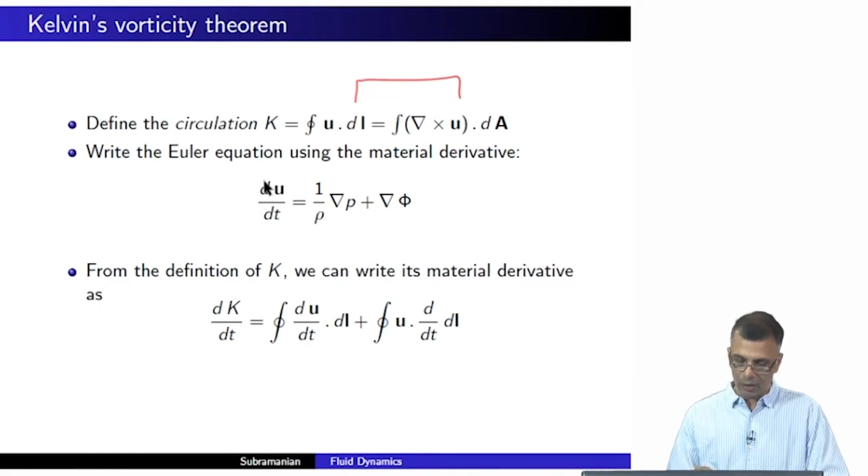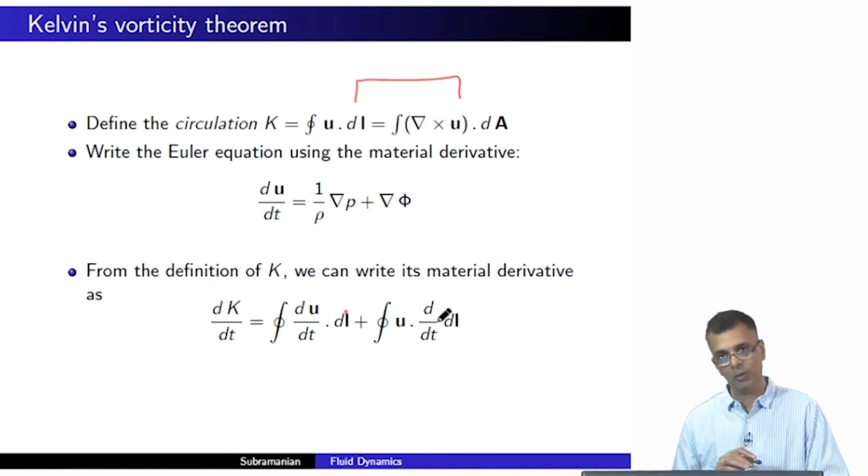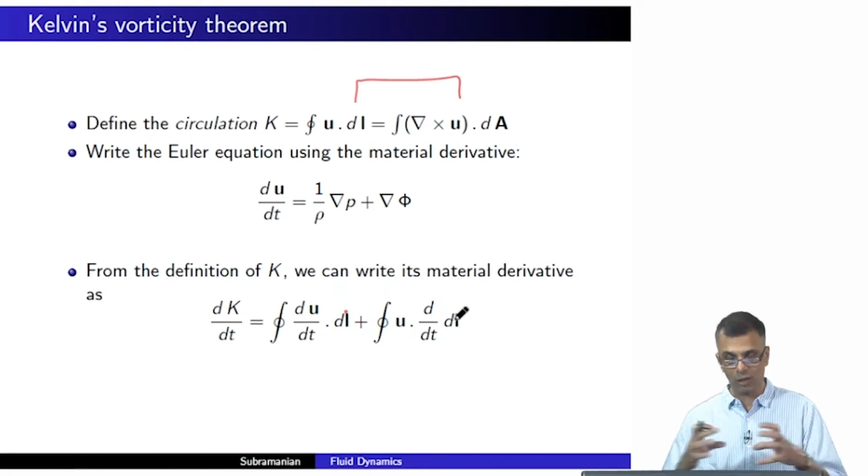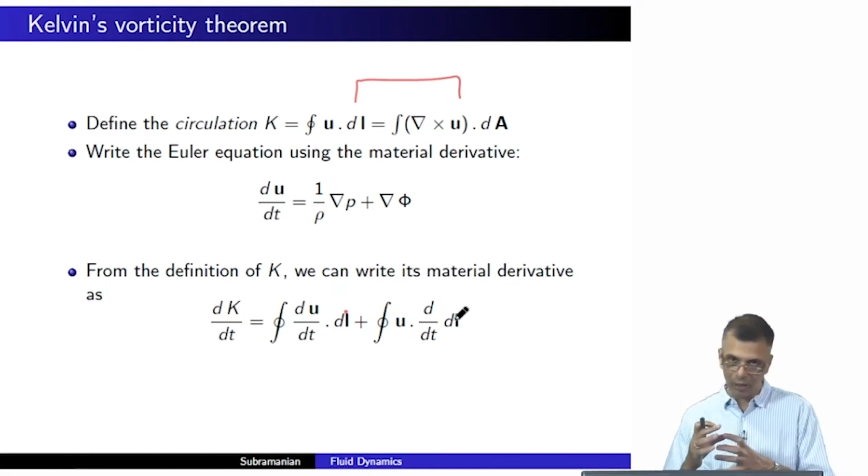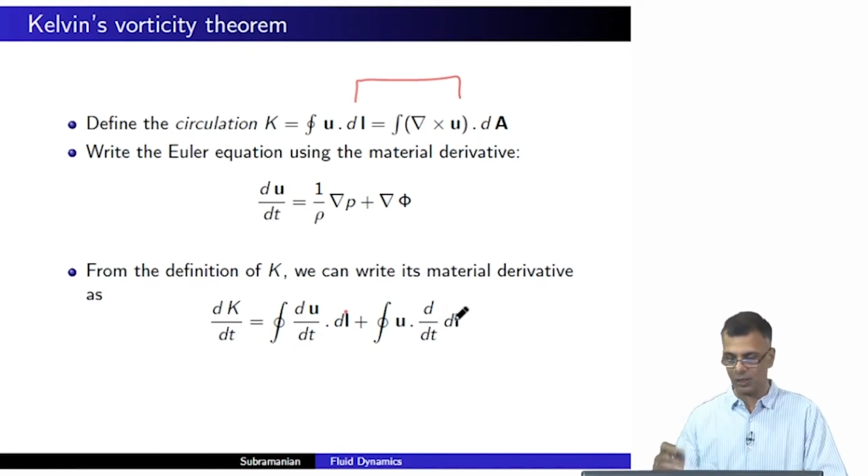Before that, the line integral of du/dt dotted with dl is like so. There's this component and then there's this component. In other words, the circulation can change because the velocity itself is changing, or the line element is being stretched or compressed. It's moving with the fluid, but you're allowing for the fact that the shape might change, and that is this term here.